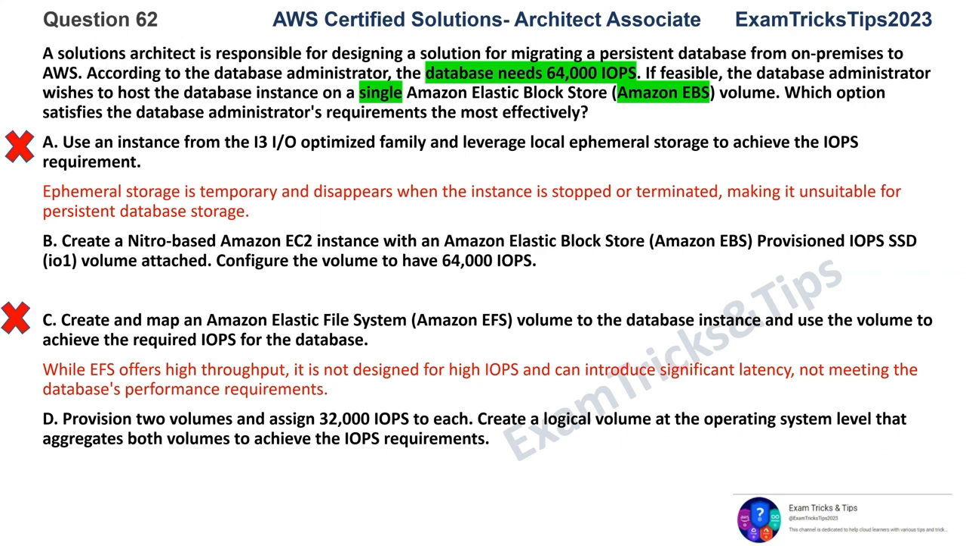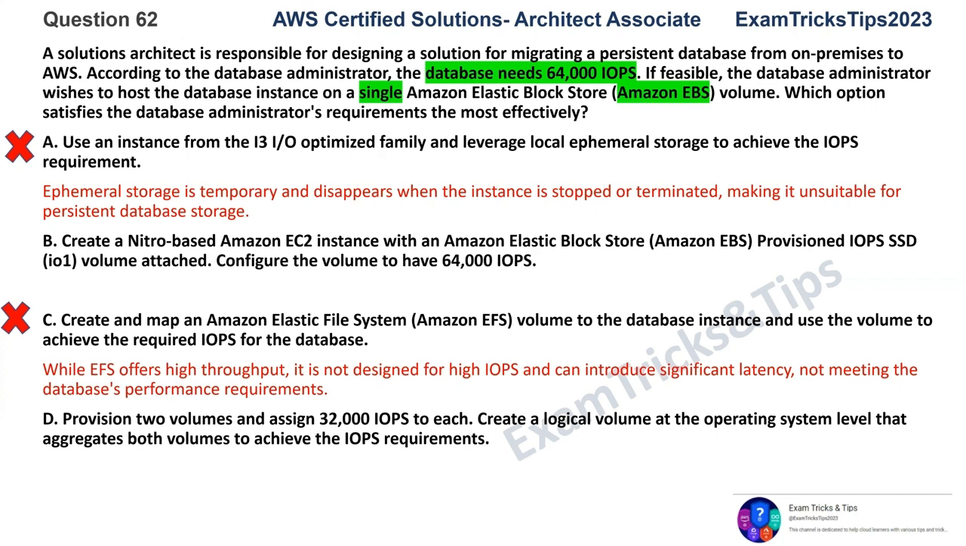So C is ruled out for that purpose. And option D, that's the next wrong one. It says, let's have two volumes, assign 32K IOPS to each of them, and create a logical volume at the operating system level that will aggregate both volumes to achieve the IOPS requirement. Now, this is basically a makeshift solution.